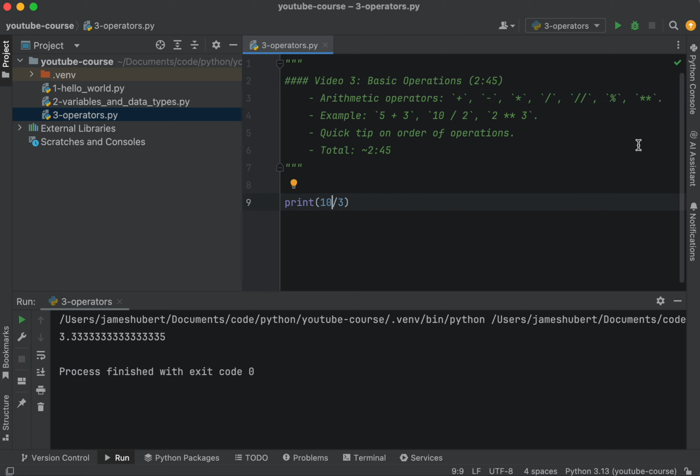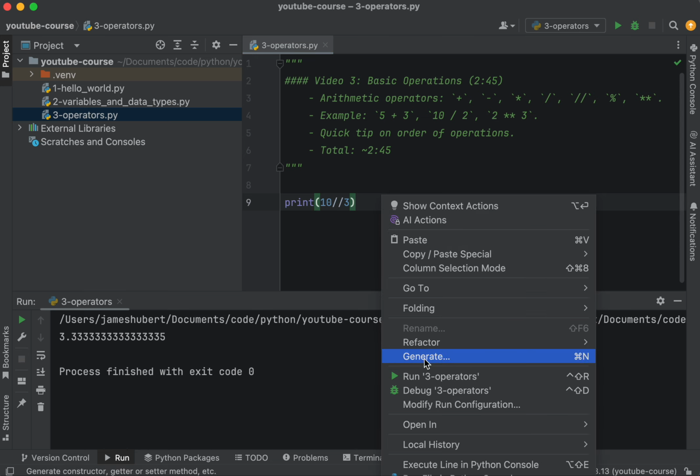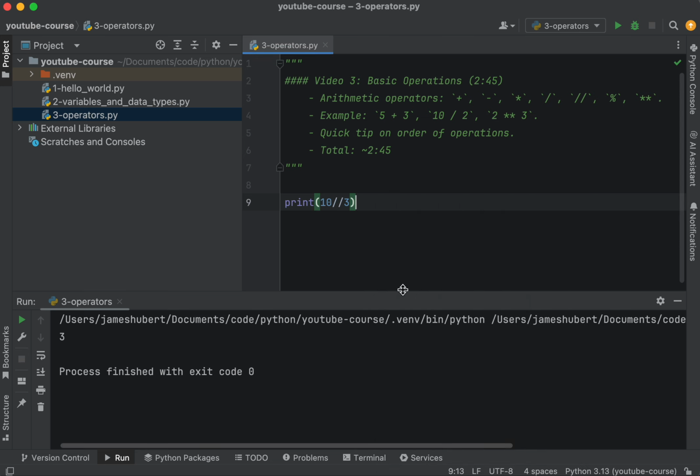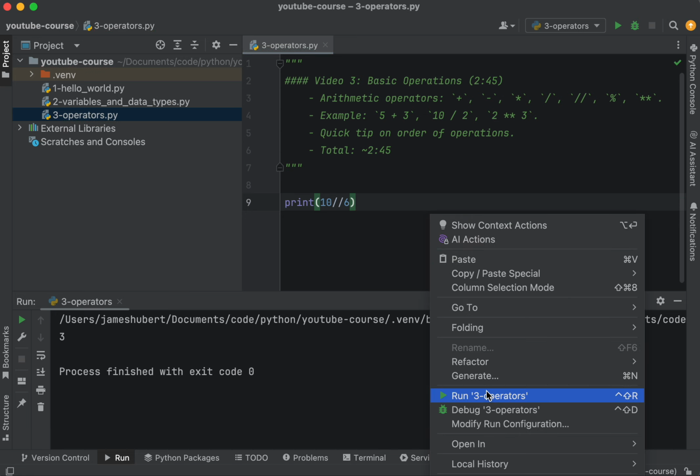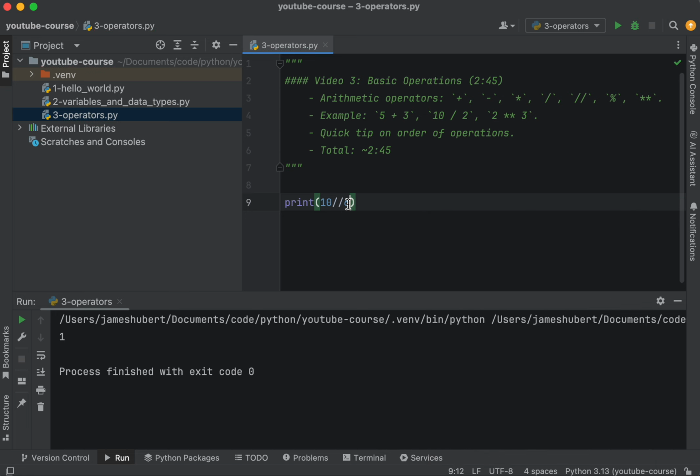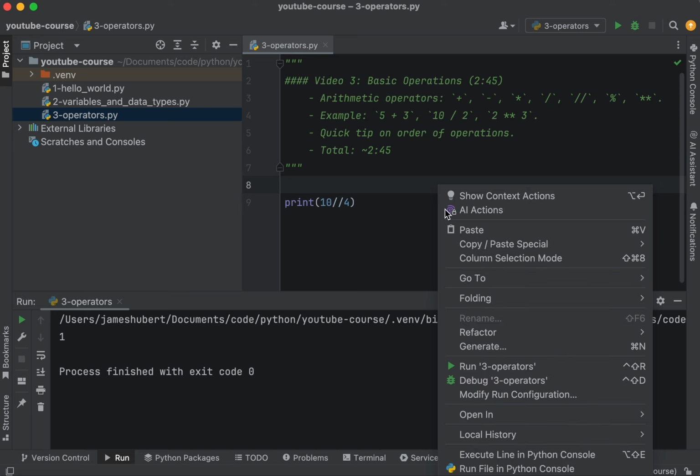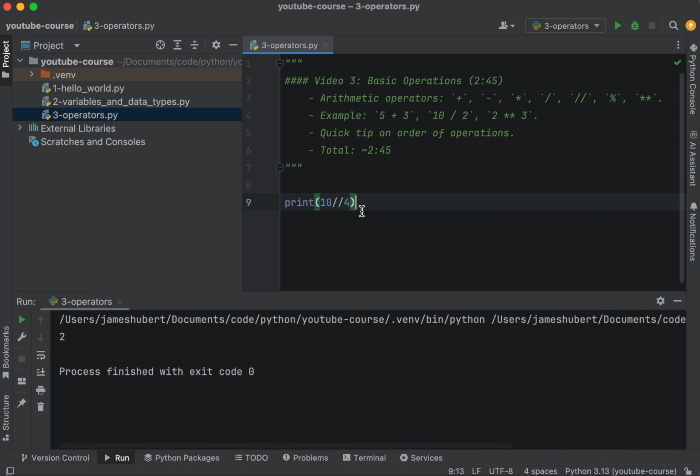Now, if you do want it to round, this is called a floor division, which means it rounds down to the nearest integer. That's with 2 slashes, and as you can see, it rounded down to a 3. And you can do that with anything. 10 divided by 6, what would that be? I think it's 1, right? Yeah. 10 divided by 4 rounds down to 2. Cool. So that is a floor division.